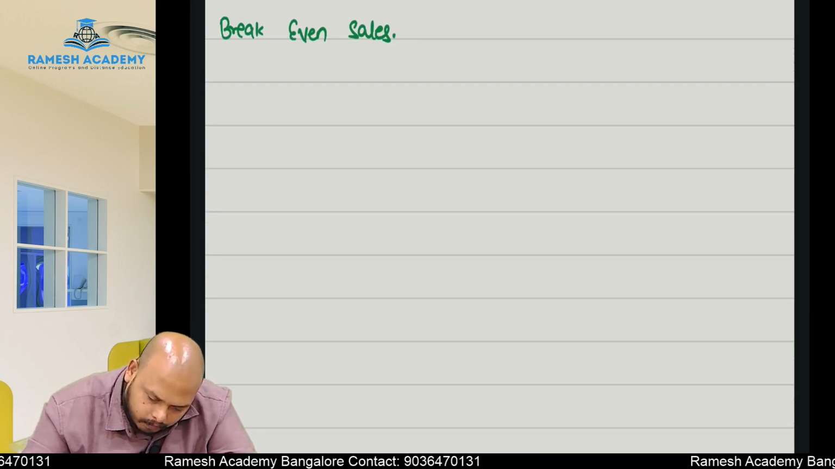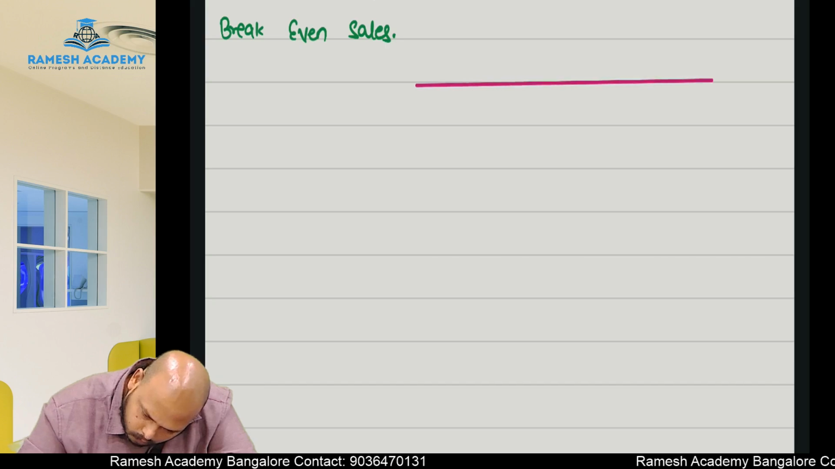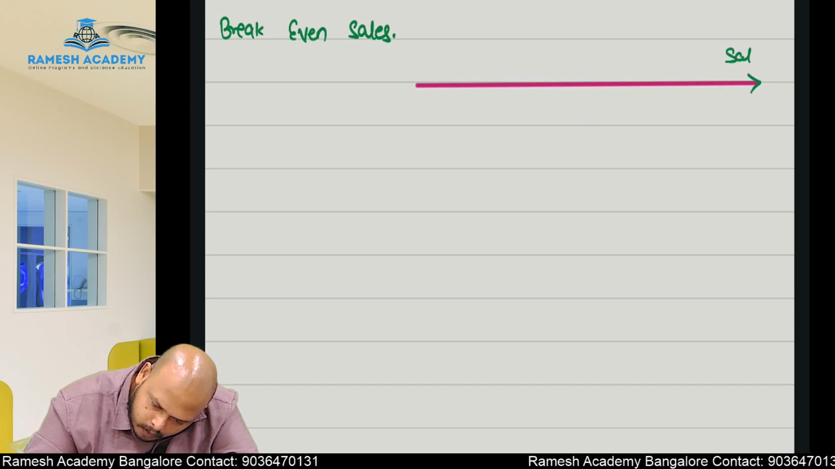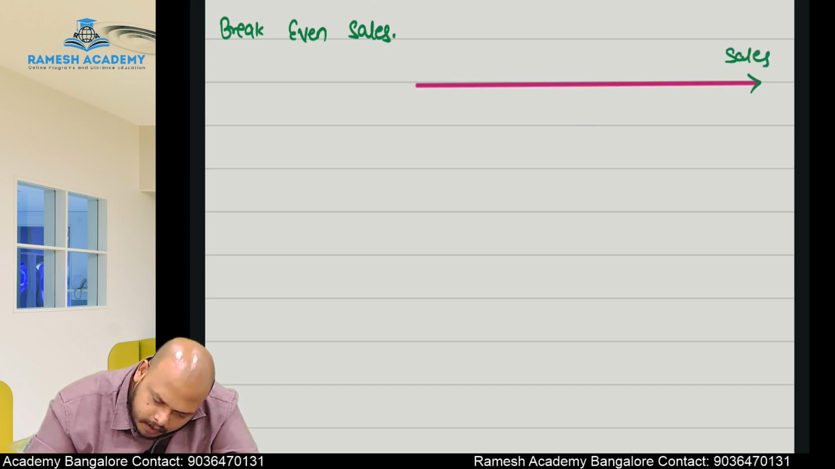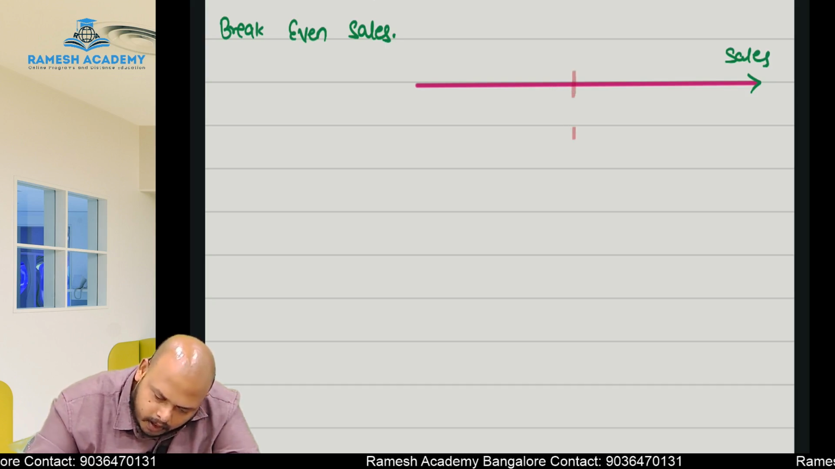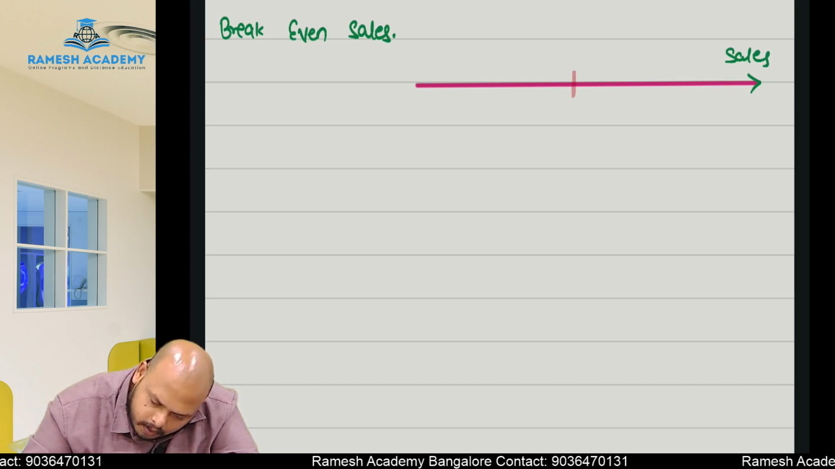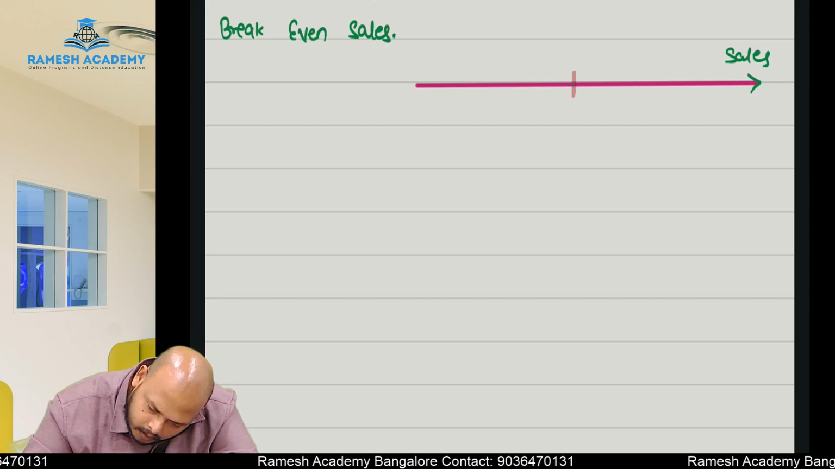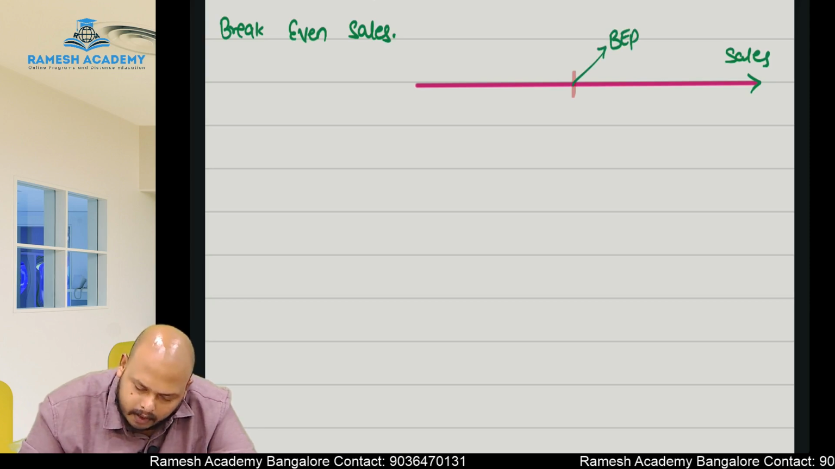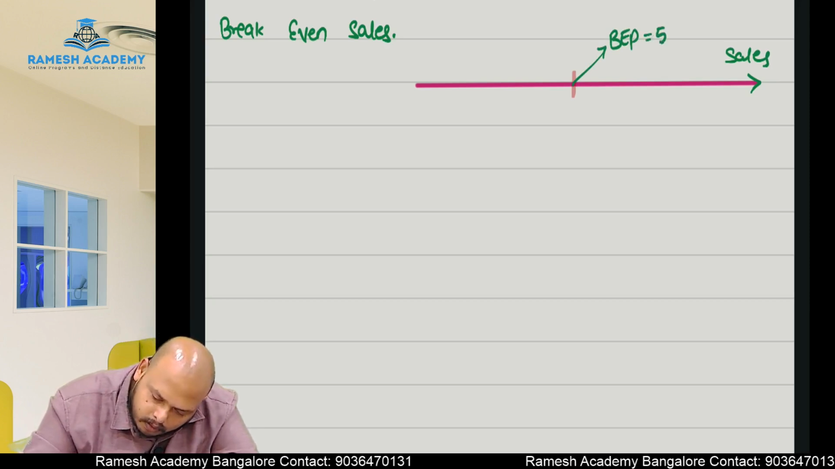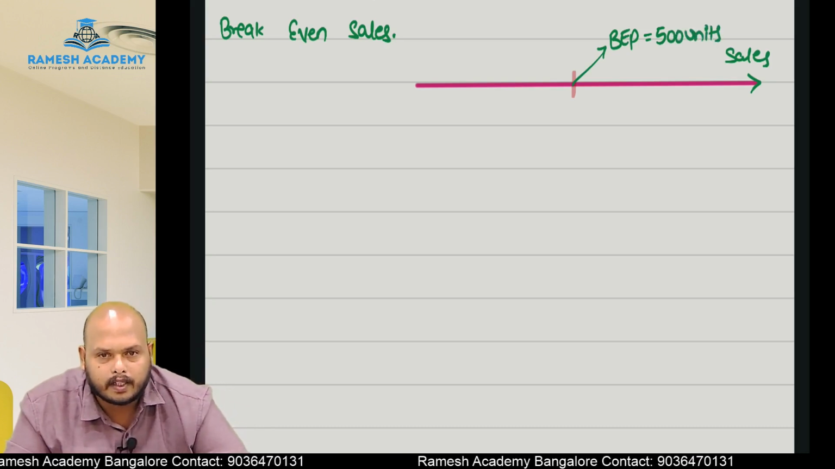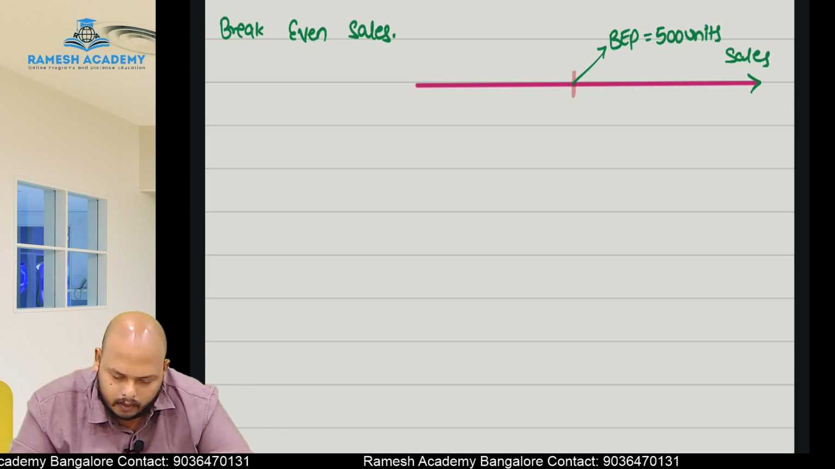Let us assume this is a sales line. Now this is a break-even point. So this point we are calling a break-even point. Under this break-even point, what are the units we got? 500 units we got. In the present example, break-even point is 500 units.